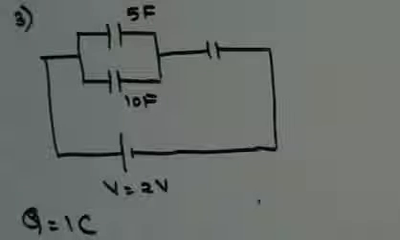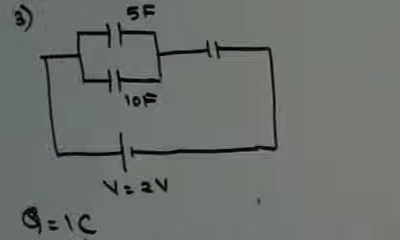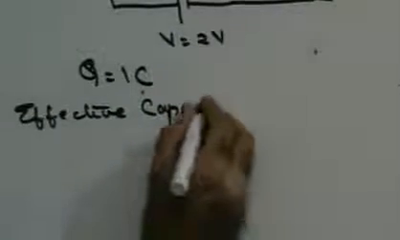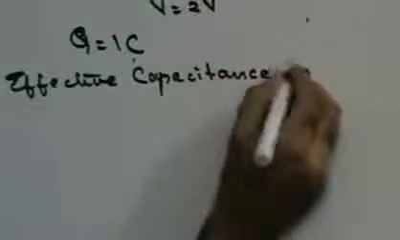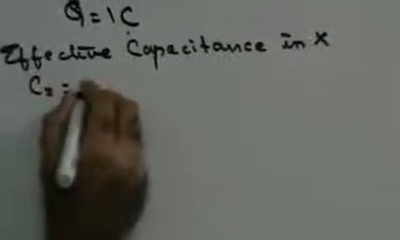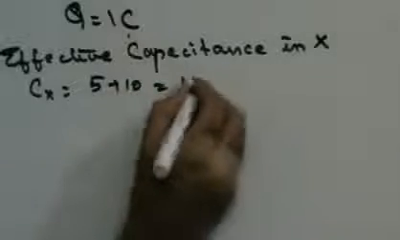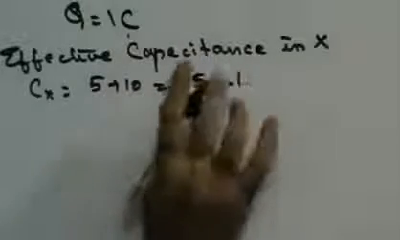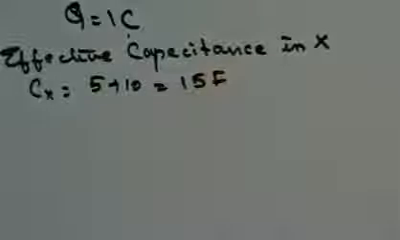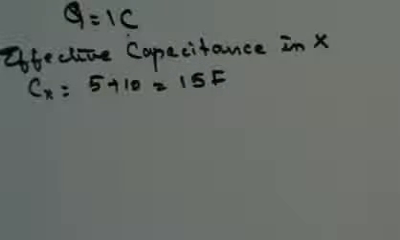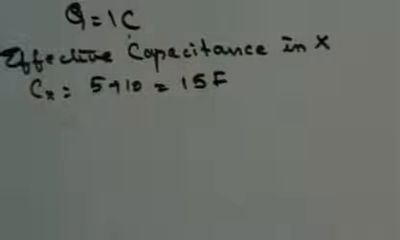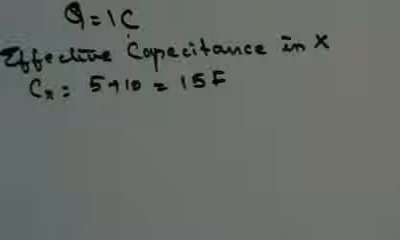Now, I can say that let's call this circuit X. I can say that effective capacitance in X, Cx will be nothing but 5 plus 10, that is 15 farads. Right? That will be my effective capacitance in X. Now, let's assume the capacitor which is connected in series is C.